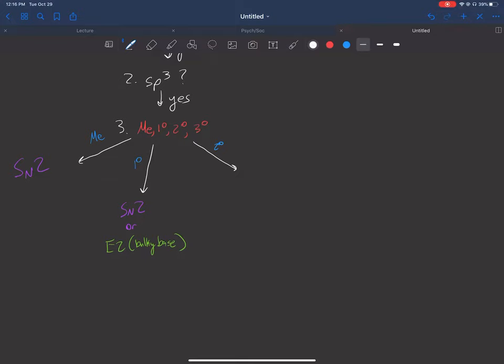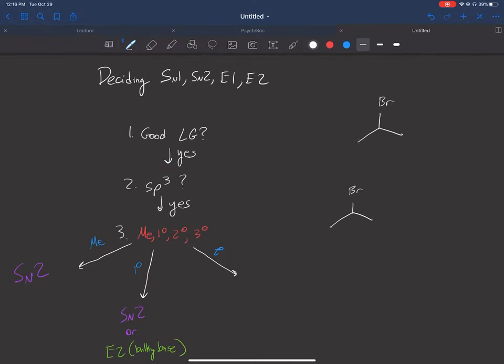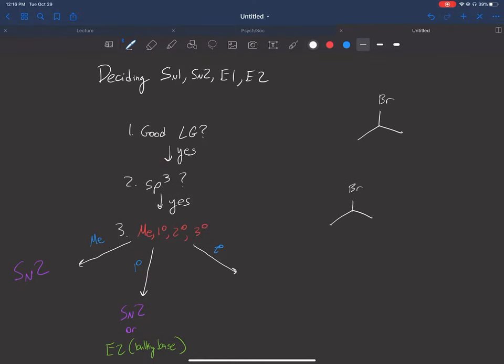Okay. So now secondary. So a secondary leaving group would be something like this, right? Think of the carbocations. We know a secondary carbocation is this. So just replace the plus charge with the leaving group. All right. So how do we decide now which of the four we're going to do, right?